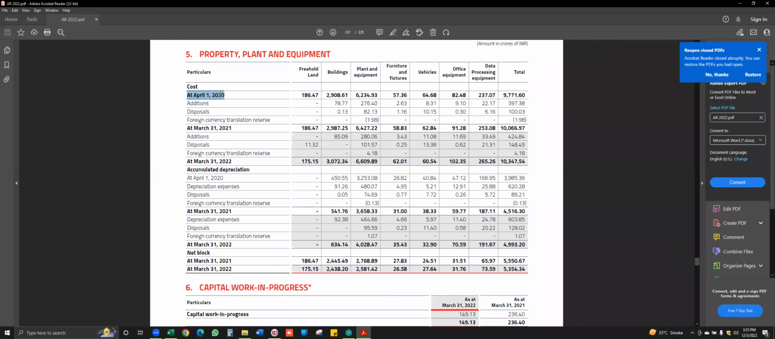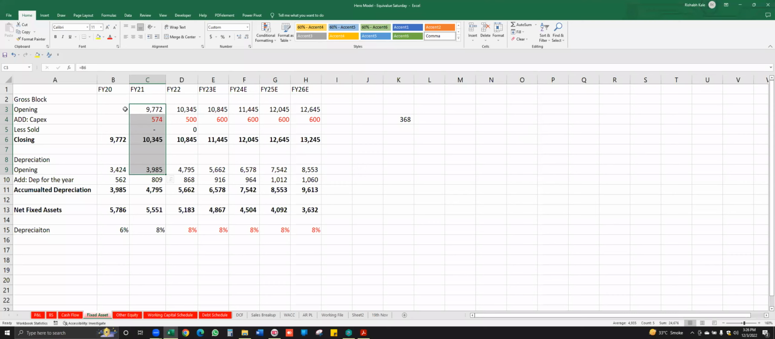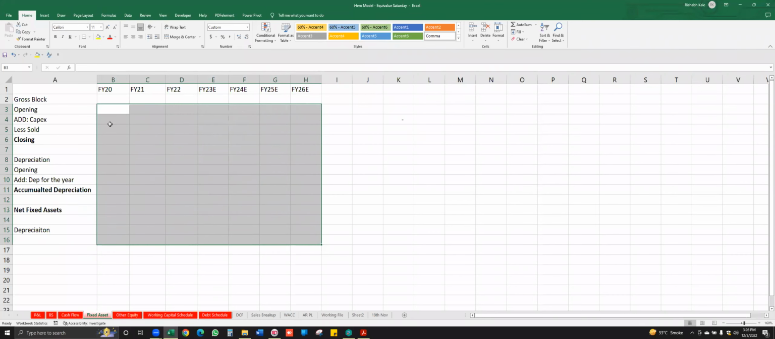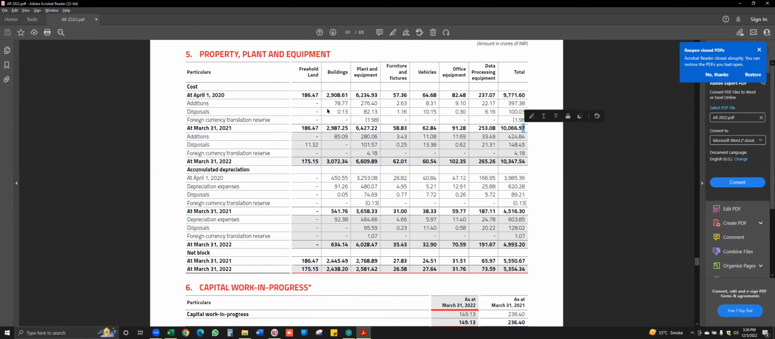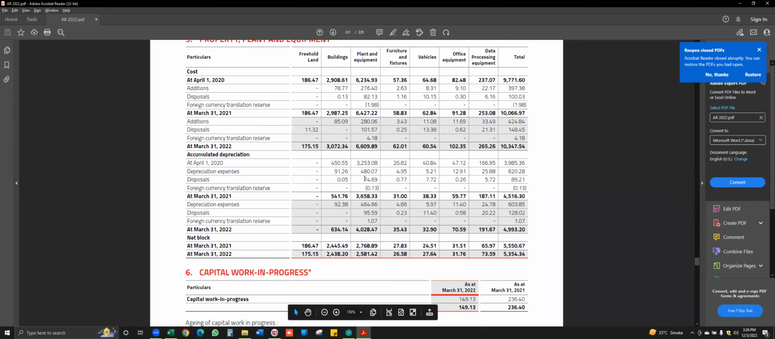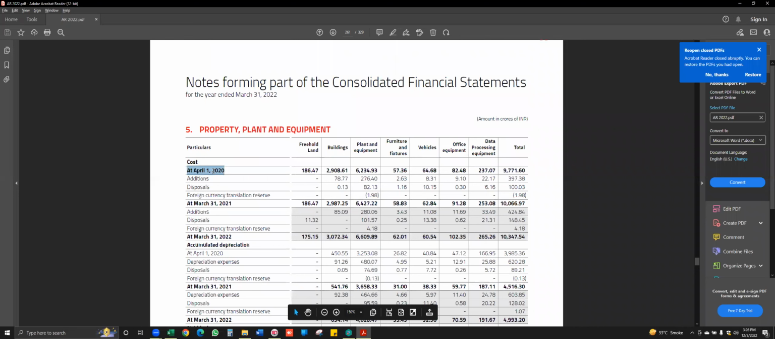April 2020 at April. So it is what? This is at March 21. So can I say this is the closing? This is the closing amount. Now I have a balance sheet of 21 and 22, right? This is the balance sheet that I have. Cost at April 1, 2020. What is March, opening or closing? At March 31.